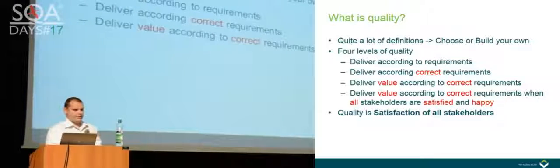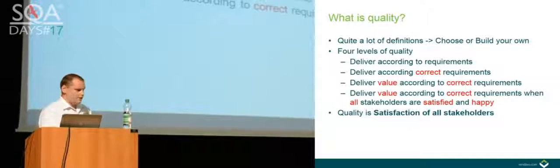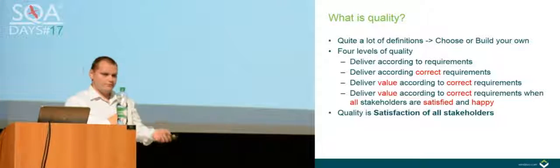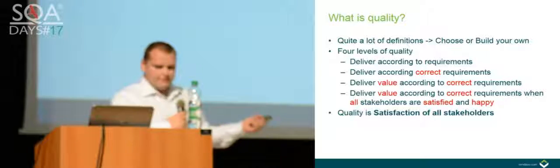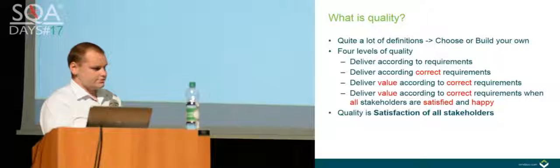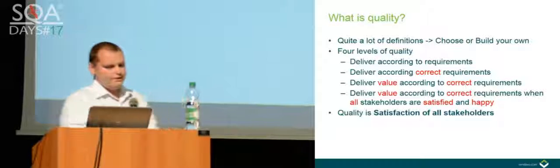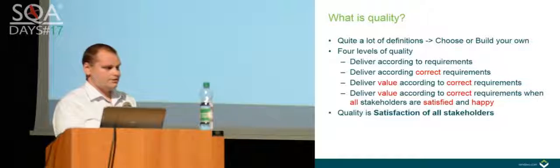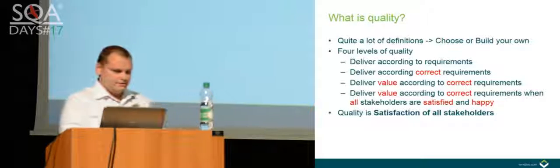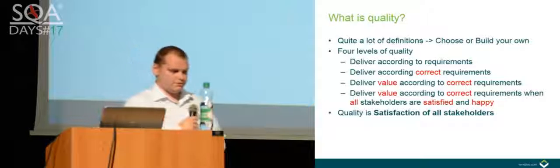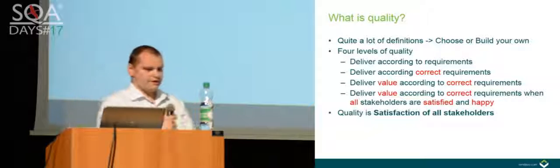the goal which we would like to achieve, and to be able to implement the desired solution, we need to know the persona, to whom we are delivering this solution. And it should have 4 levels. The last level is to deliver value according to correct requirements when all stakeholders are satisfied and happy. So in other words, for me, quality is the level of satisfaction of all stakeholders. And this is quite challenging, because satisfaction is a subjective thing. And stakeholders, it's sometimes very hard to identify them.